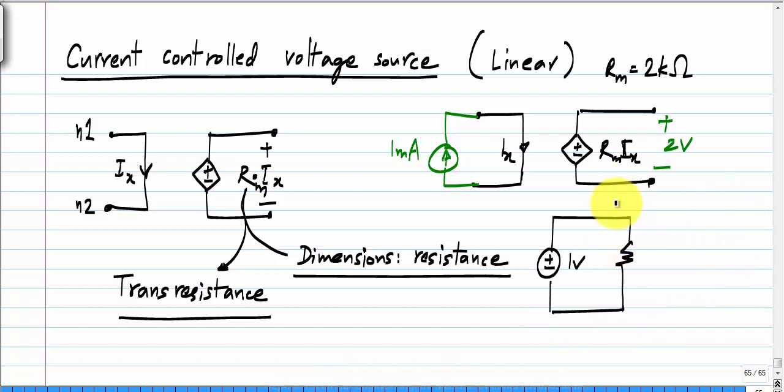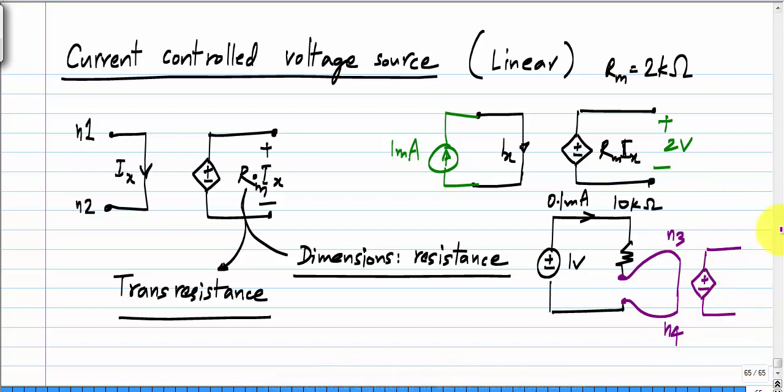let's say we have a circuit like this, a 1 volt source connected to a 10 kilo ohm resistor. We know that 0.1 milliamp will flow through this by Ohm's law. Okay. Now let's say I do this. I break this here and connect it to a current controlled voltage source, the same one, let's say with Rm equals 2 kilo ohms. This is Ix and this is Rm Ix. What does this mean? Across this, I will measure 2 kilo ohm times 0.1 milliamps, which is 0.2 volts. Okay. So that's the meaning of this.